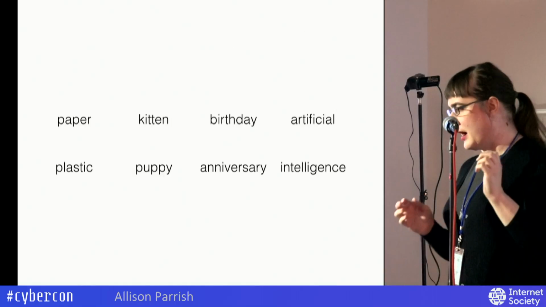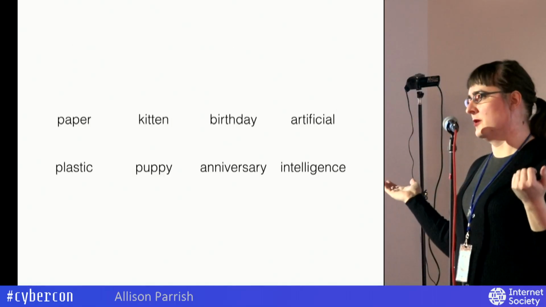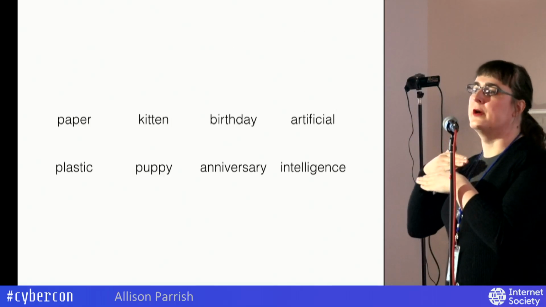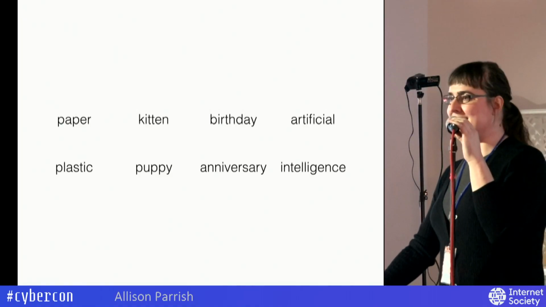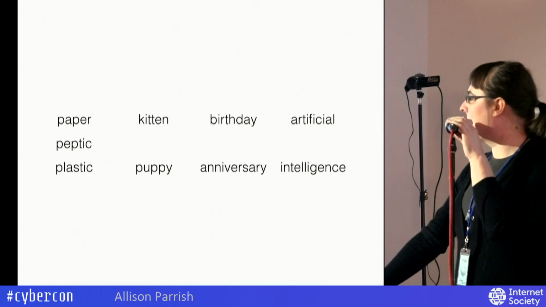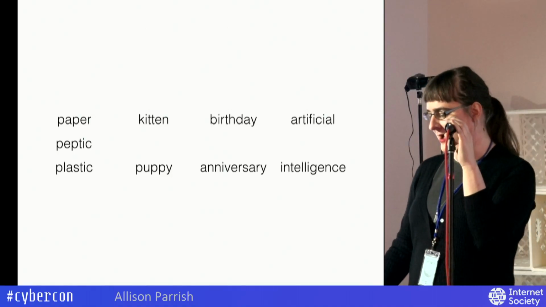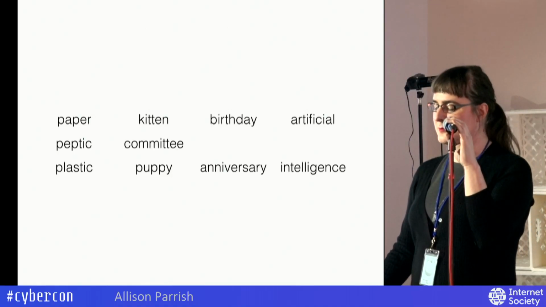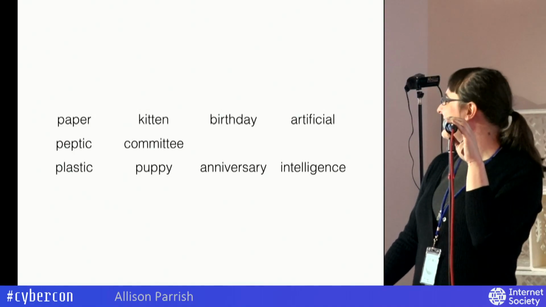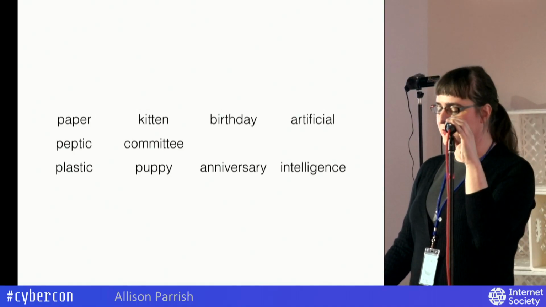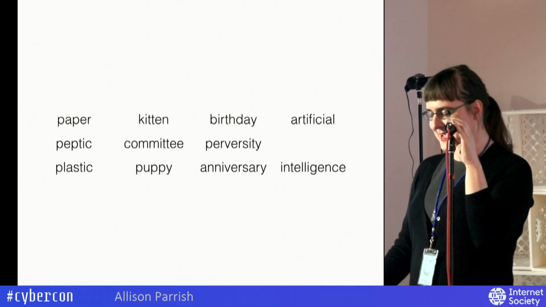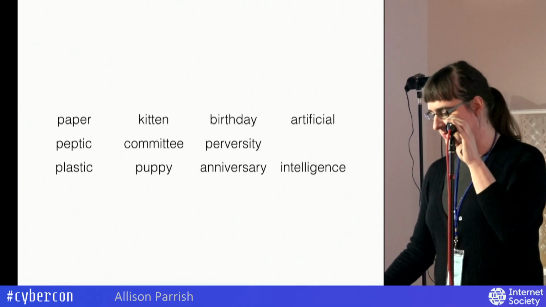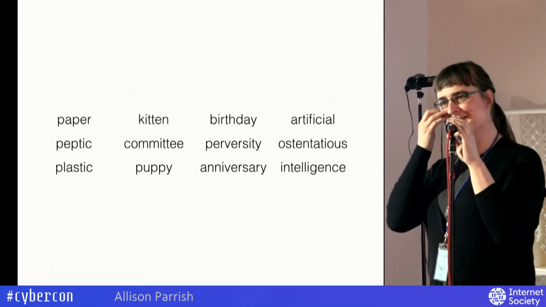So just to demonstrate that, here are some pairs of words, and I found the word that's closest to the average of those two. So the average of the words paper and plastic is peptic, and the average of the words kitten and puppy is committee. The average of the words birthday and anniversary is perversity. And the average of the words artificial and intelligence is ostentatious, weirdly.